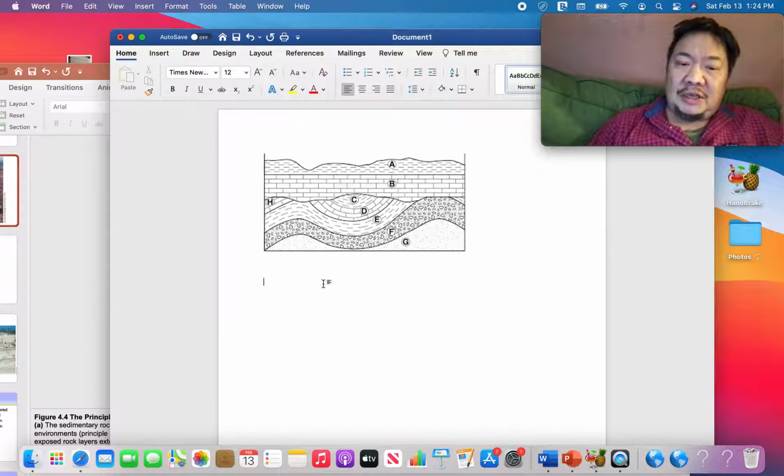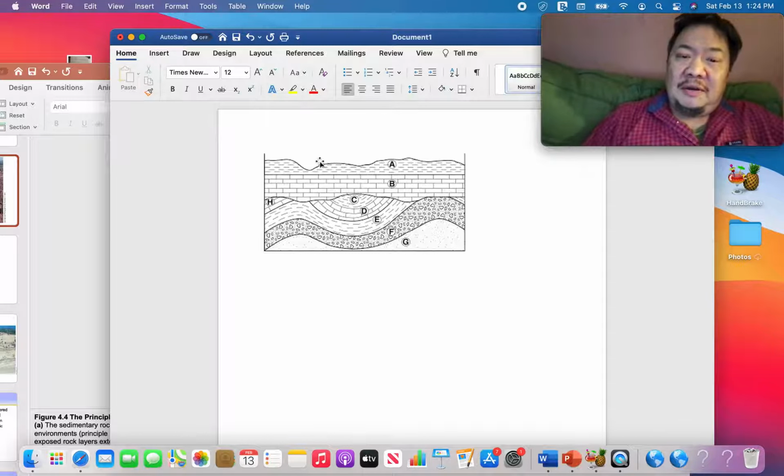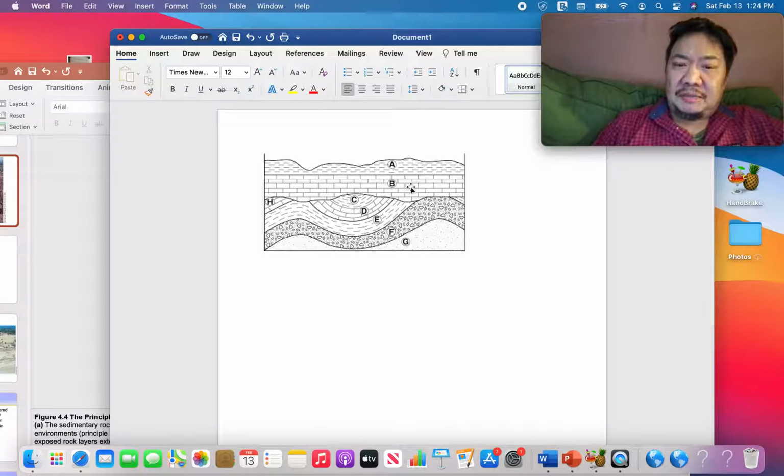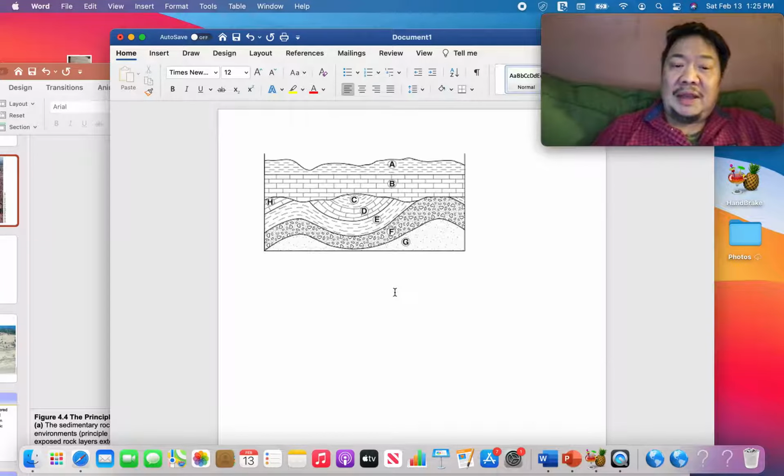Take a look at this cross-section here in front of you. You should be able to do the relative dating, the historical geology for this type of cross-section. Don't get intimidated by this. Take a good closer look at what you're seeing in front of you and use the principles of relative dating: principle of superposition, original horizontality, lateral continuity, cross-cutting relationships and inclusions to try and determine the relative dating or the historical geology of this area.